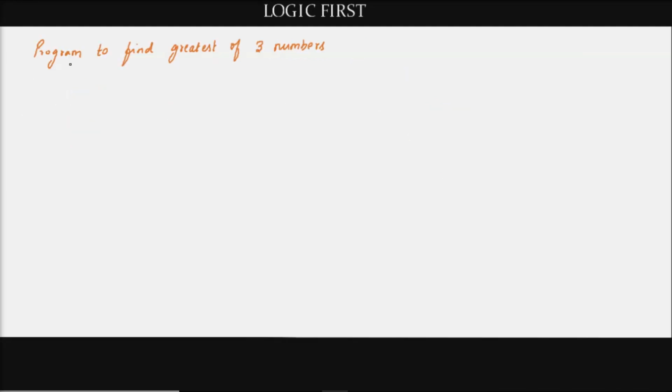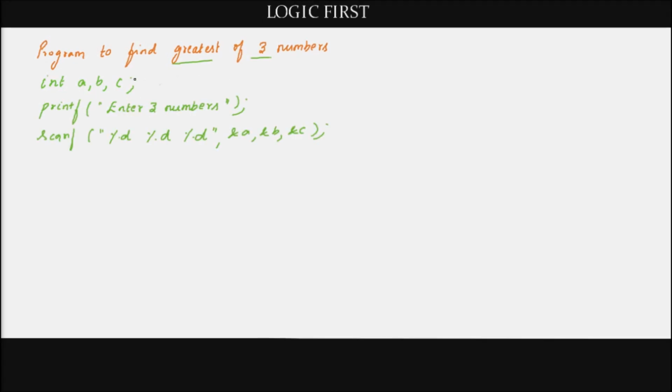Let's take this very simple example to find the greatest of three numbers. We can declare three numbers A, B and C. Get the values of A, B and C from the user. Let's declare one more variable called max just to store the biggest of the three numbers. At the end we can print max.